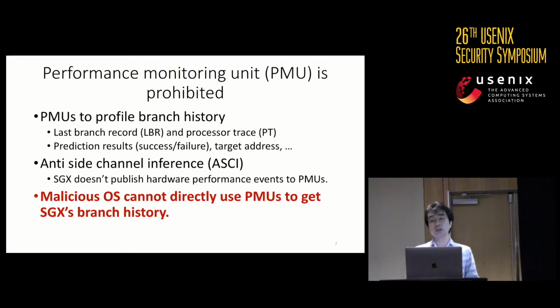Someone may wonder why we don't just use the performance monitoring unit, PMU, to profile branch history from SGX. Intel CPUs have PMU features such as the last branch record, LBR, and processor trace, PT, that record each branch execution's prediction result as well as its target address for performance profiling. However, SGX has another secret feature called anti-sidechannel interference, ASCI. Because of ASCI, SGX doesn't publish any hardware performance events to PMUs for SGX mode executions. As a result, a malicious operating system cannot directly use PMUs to get SGX branch history.